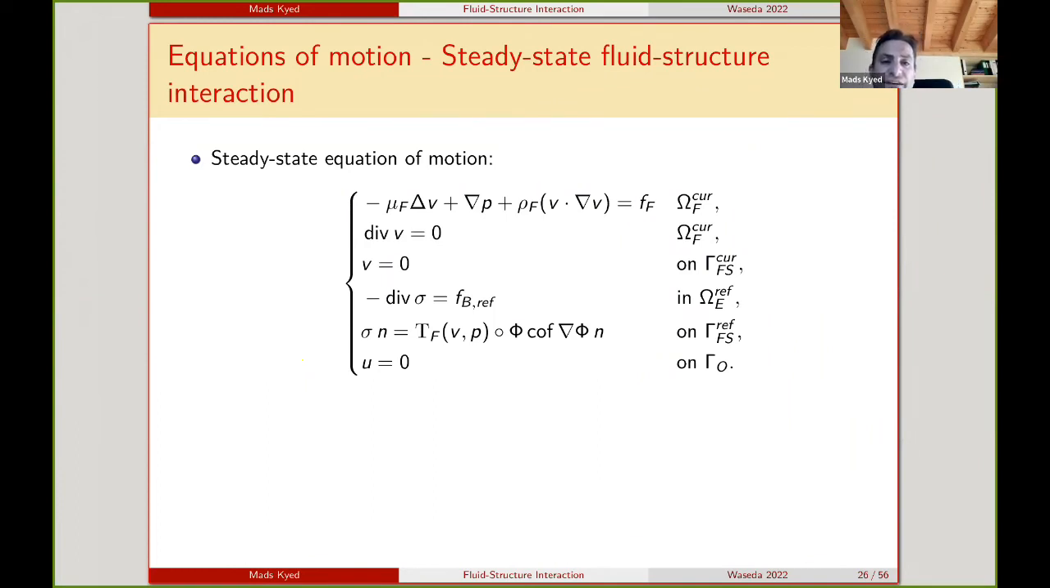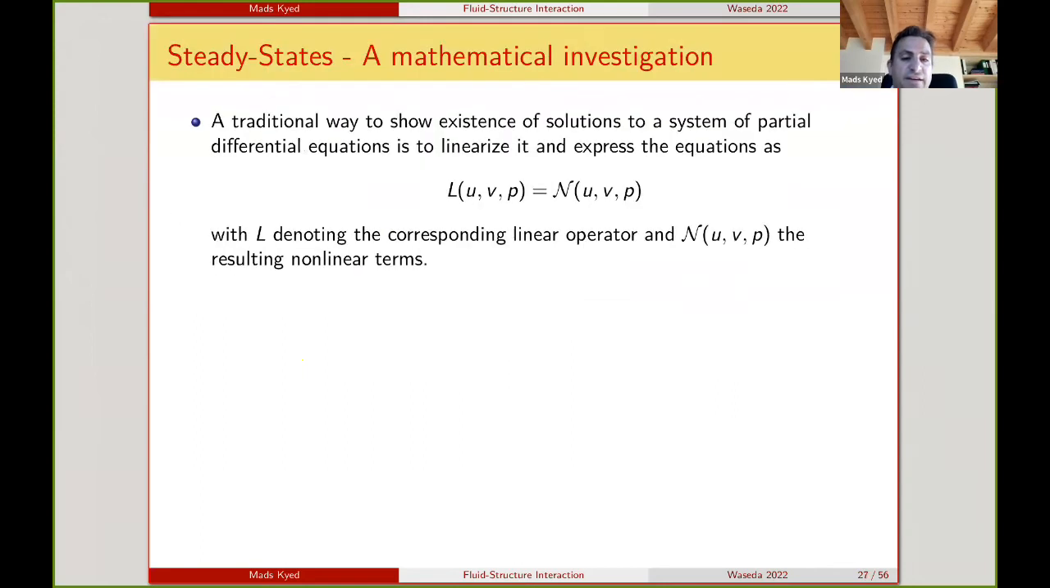And I start with steady state, to look for steady state solutions, so time independent solutions. And in this case, our equations of motion in this stationary case look like this. Yeah, so those are the equations from before with everything independent of time. So solutions to these problems are our equilibrium states, if you like, our steady states, stationary solutions. Okay, so how do we approach such a problem as mathematicians? Well, the traditional way, it's a highly nonlinear problem. Let me start by saying that.